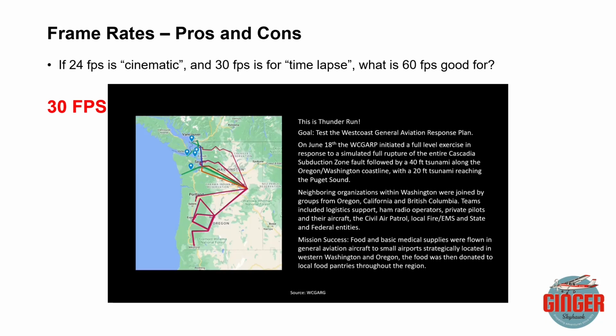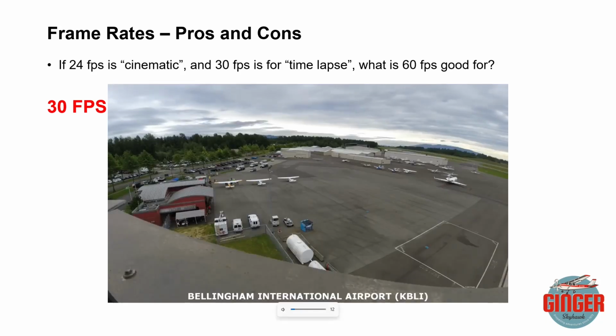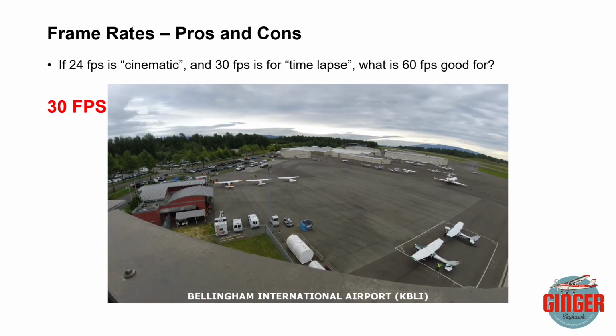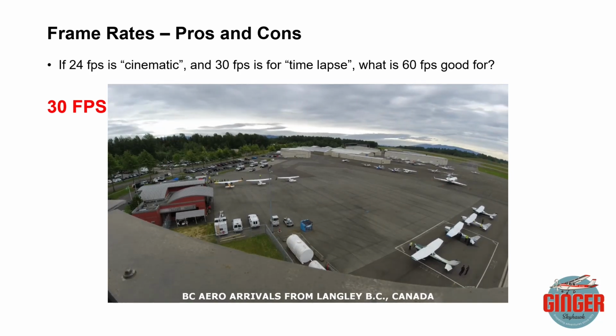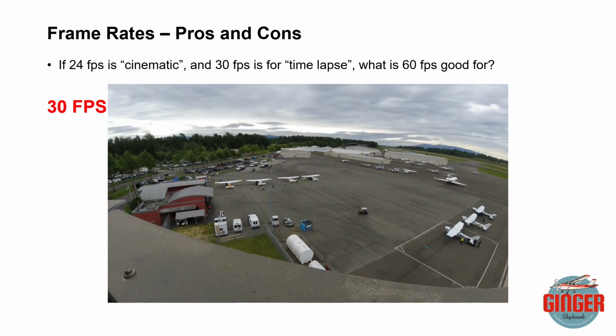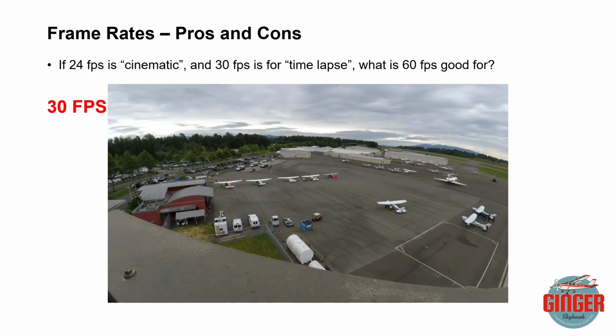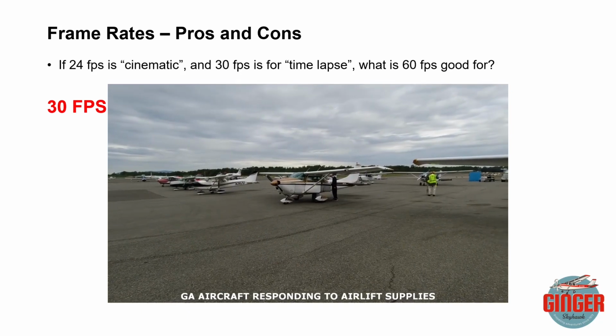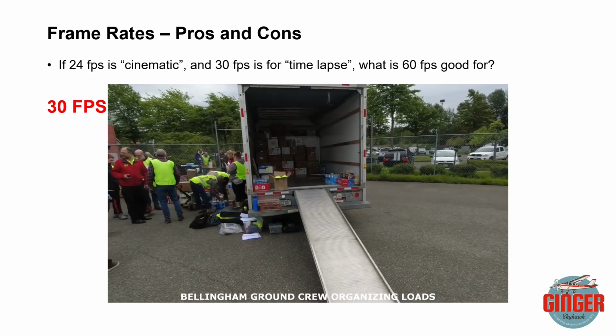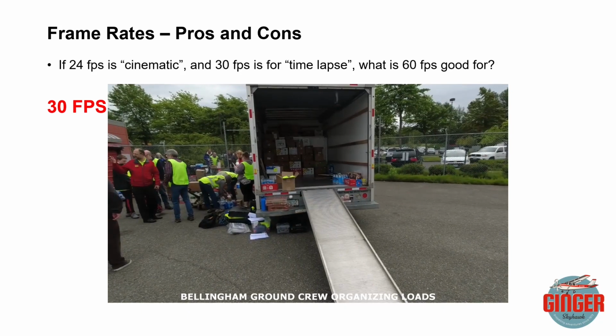This particular video, I was filming a DART mission, a disaster airlift response team mission. And we were at Bellingham International Airport. We had a lot of different airplanes arriving. I just wanted to try to capture that. So I used the time lapse looking down onto the apron, and it came out great. And that was 30 frames per second.